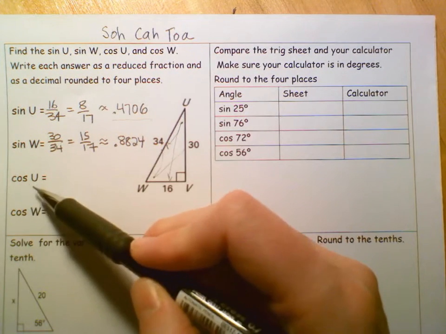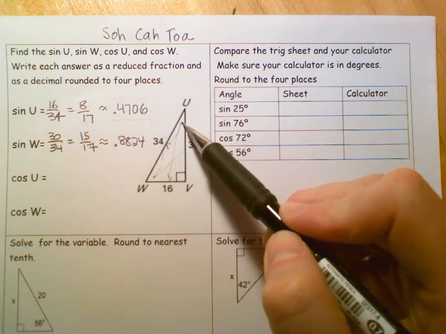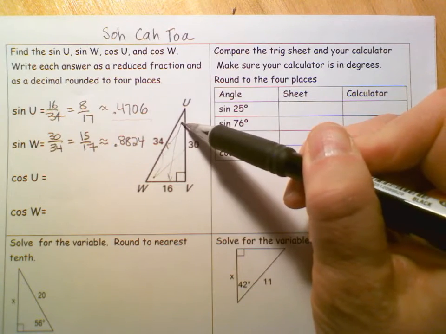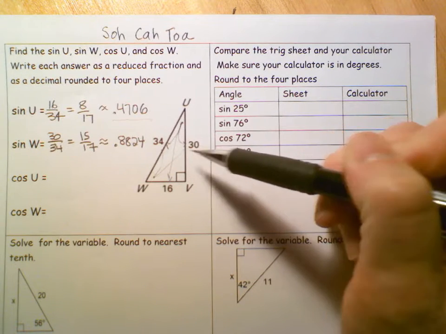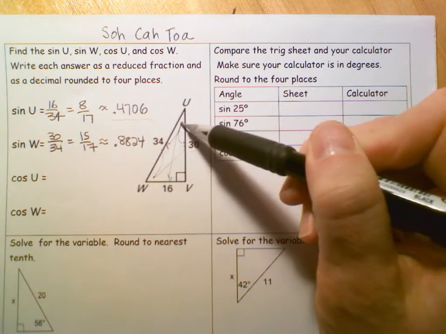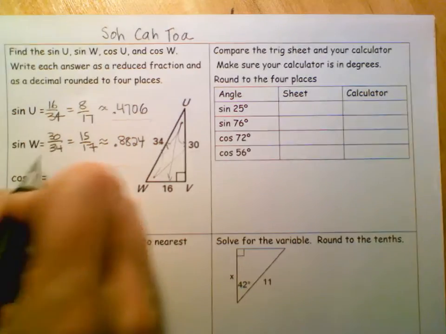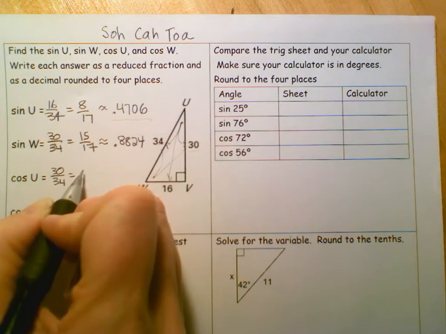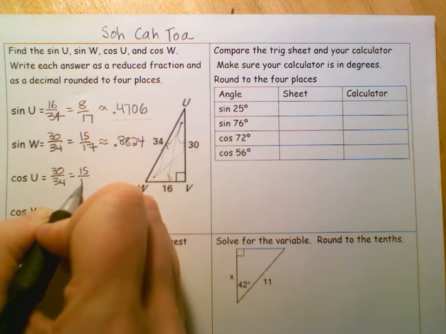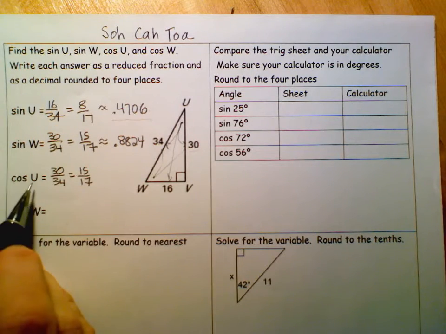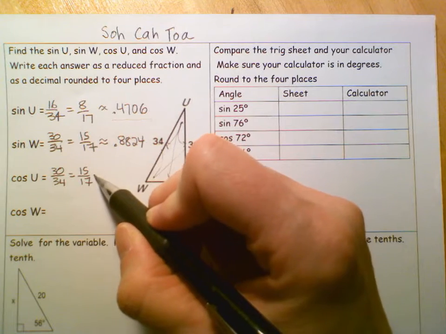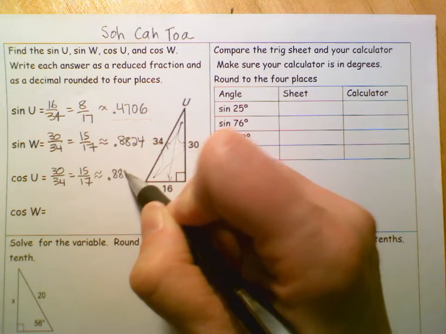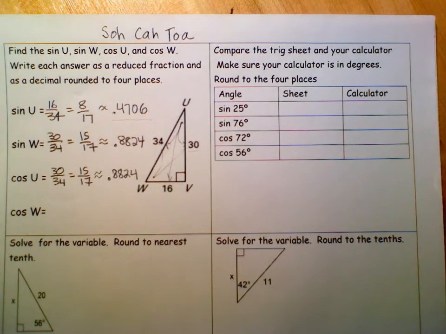Okay, now we move on to the cosine of u. That means we look at u. And we know a cosine is adjacent over hypotenuse. So from u, the adjacent side, the side that touches the u, is 30. And the hypotenuse is 34. This is something that you get into a lot more in Algebra 2, but it's kind of cool to see that the sine of w and the cosine of u are actually the same ratio. There's some fun, cool stuff you can do with that. We don't really get into that in this unit, though.